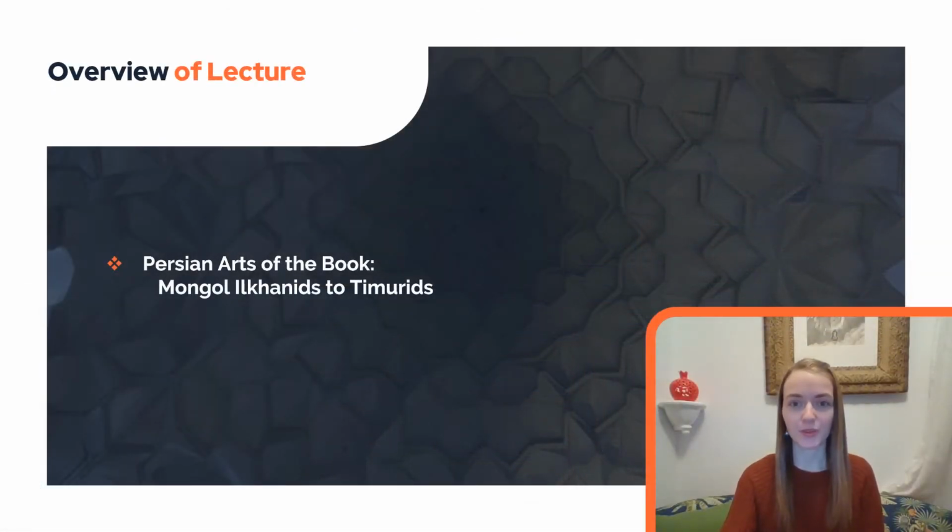Today we will be going through part 1 of the so-called Persianate arts of the book, written in Persian, discussing the arts of the book from the Ilkhanid Mongols to the Timurids.